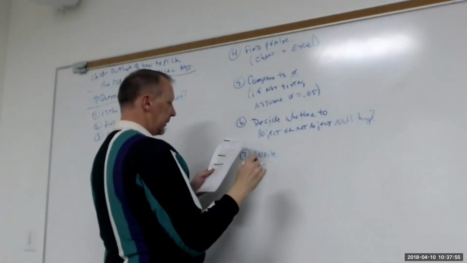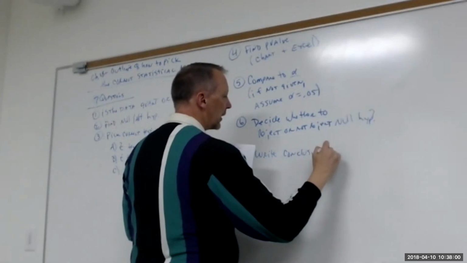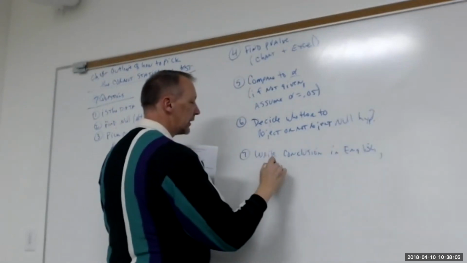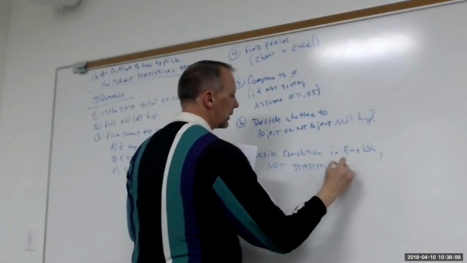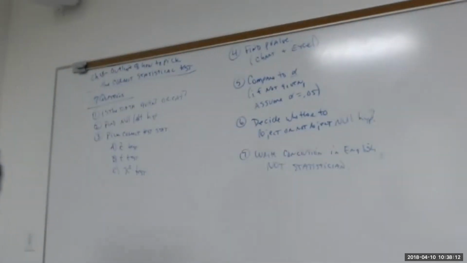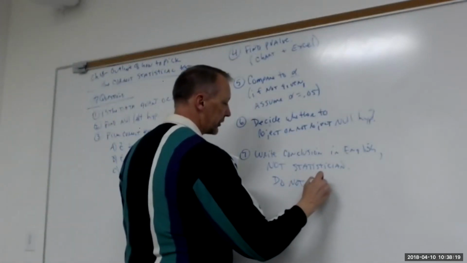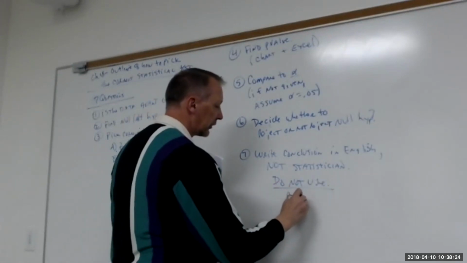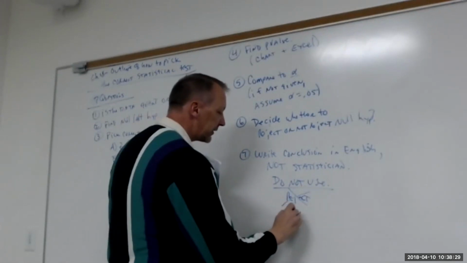Step number 7 is write conclusion in English, not statistician. Here's what I mean by that. Words that you should not use. Do not use the following words. Reject. Don't use hypothesis.